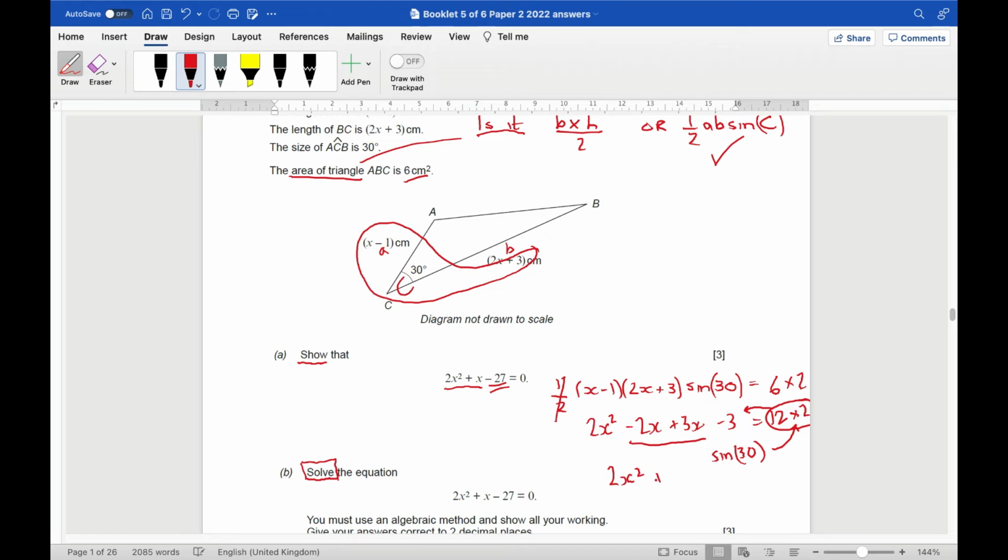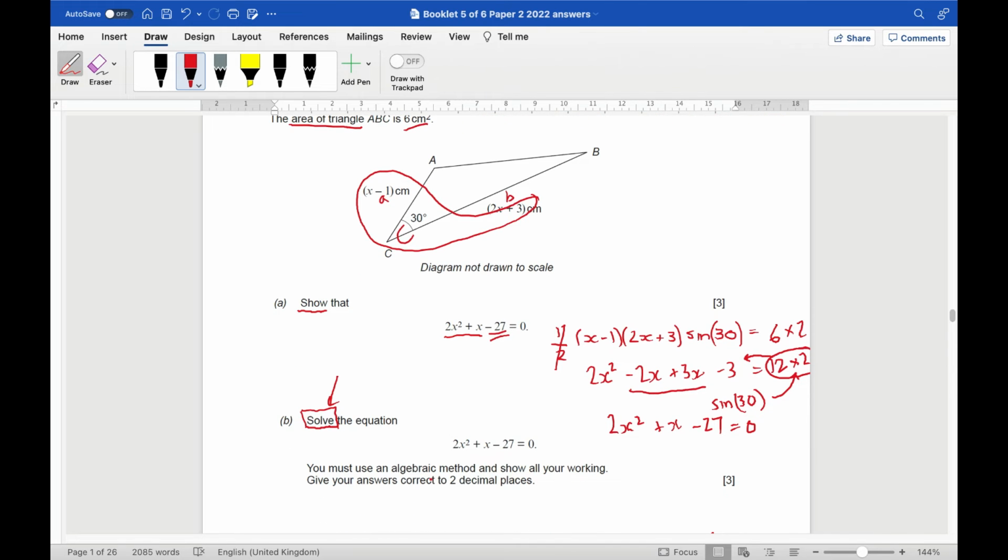But again, I don't really care about the show part of a question like this. I care about the solve. I care about the algebraic method, which gives you the answer to 2 decimal places. I care about using the quadratic formula. Okay?